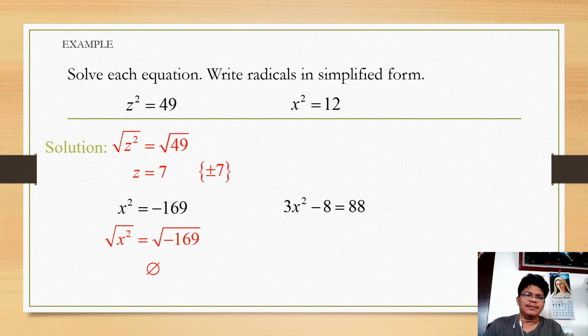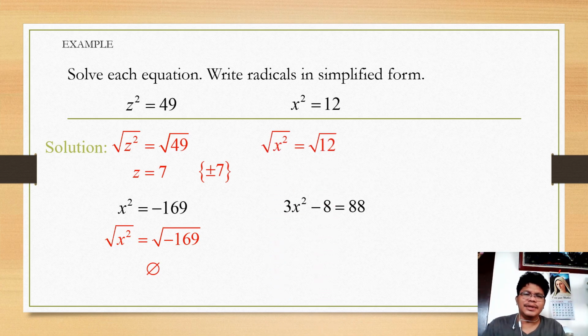Now how about example number 3? Isolate the quadratic term on one side. Check the value of a, which equals 1. Now in example number 3, the quadratic term was already isolated. The value of a equals 1. So take the square root of both sides.